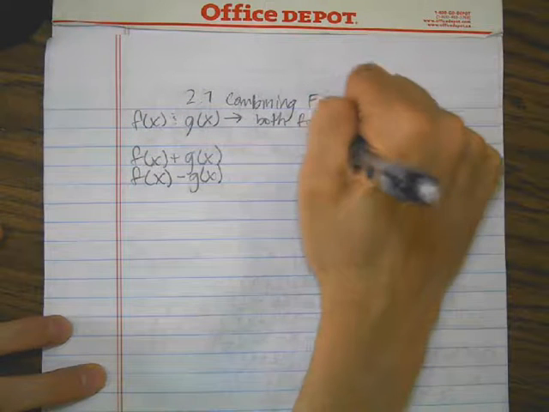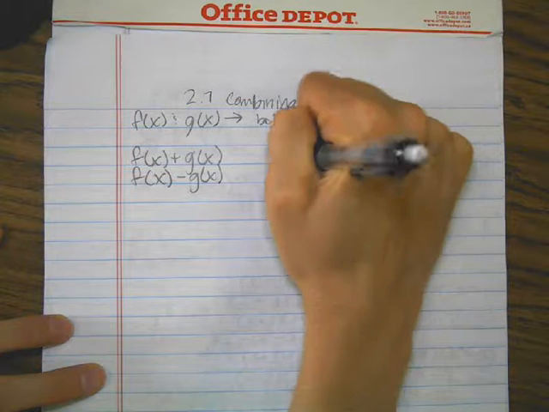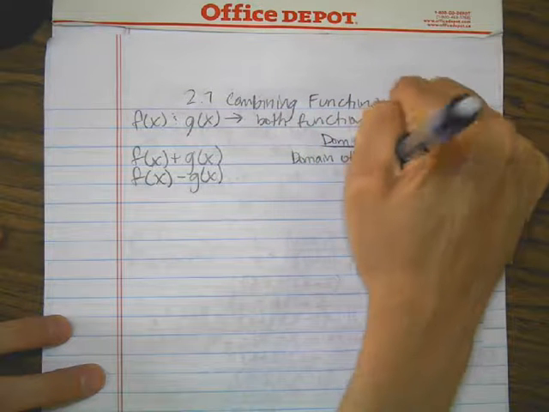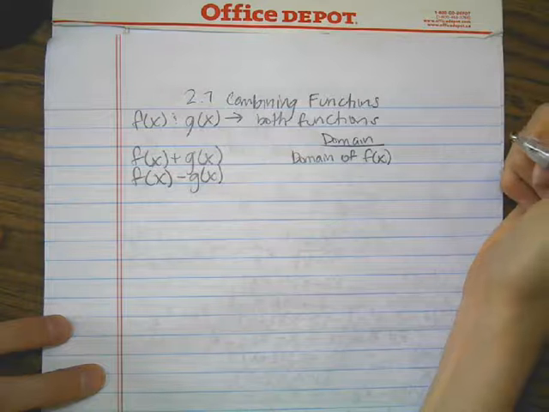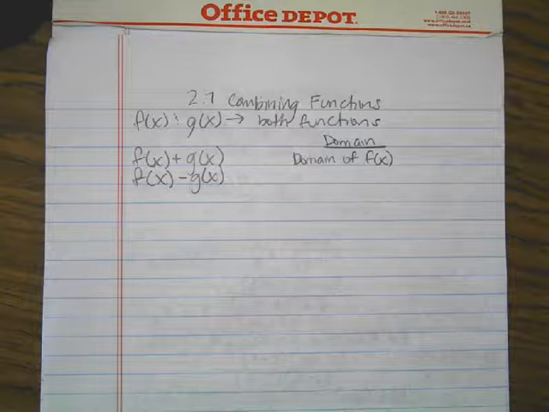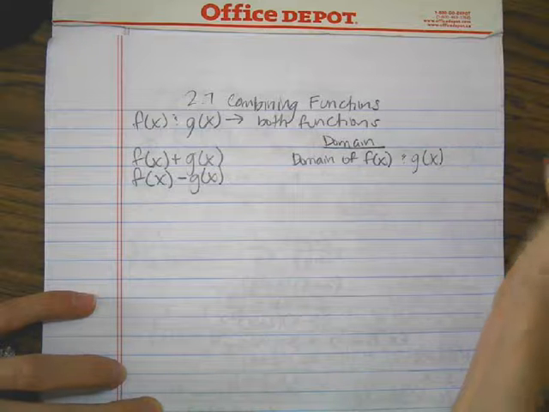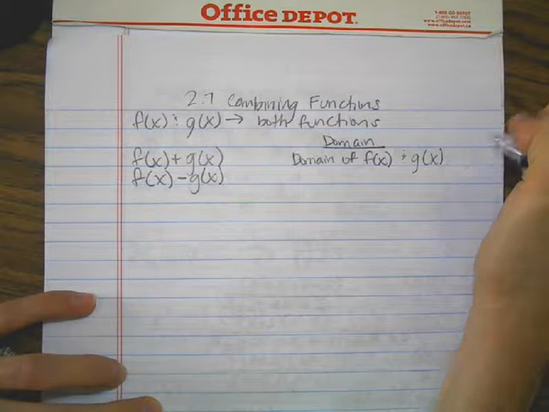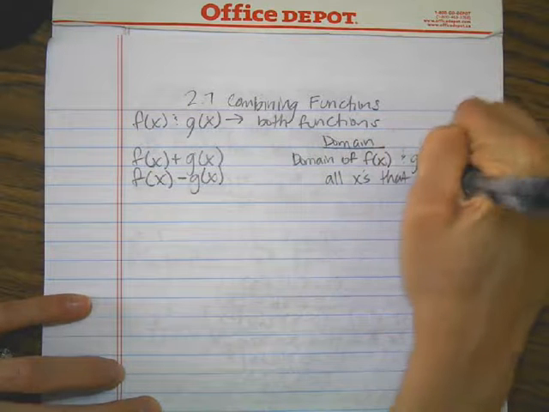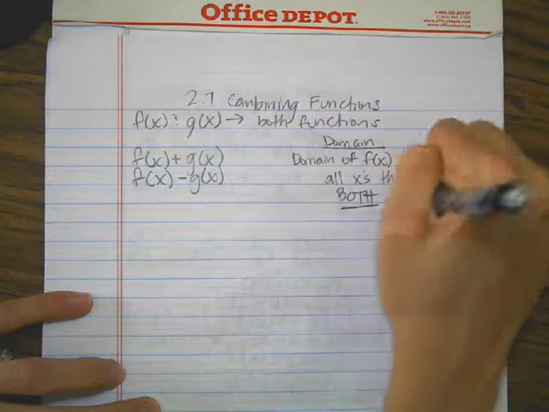The domain for these is the domain of f of x and g of x. What that means, the and specifically, what this means is where both of them work. So the domain, all the x's that work in both f of x and g of x.